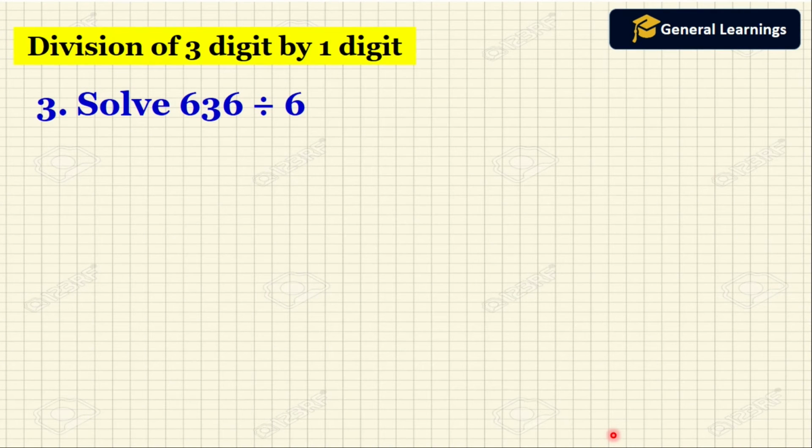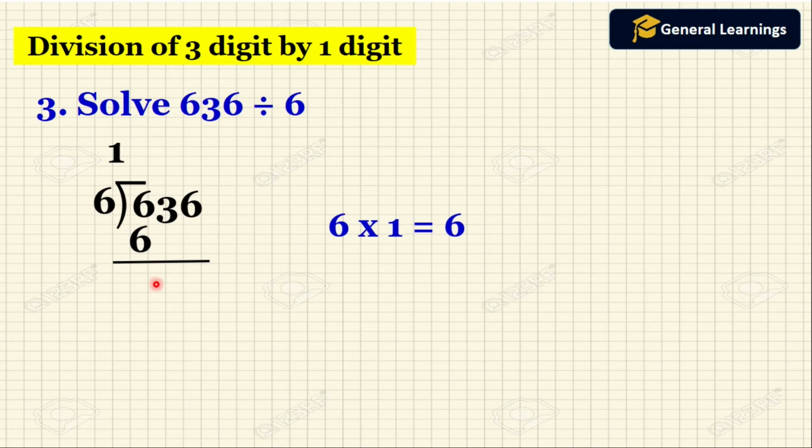Now we will see another example. Here they tell us to solve 636 divided by 6. Let us solve this problem. First we need to write the division like this. Then divide the 6 by 6. For that we need to check the table of 6. The table tells us 6 ones are 6. So write this 1 in the quotient and then write 6 here. Then draw a line and then subtract. We get 0.